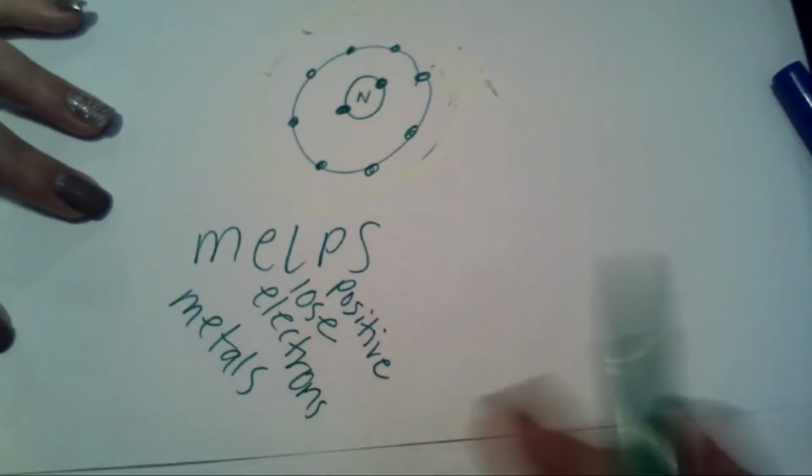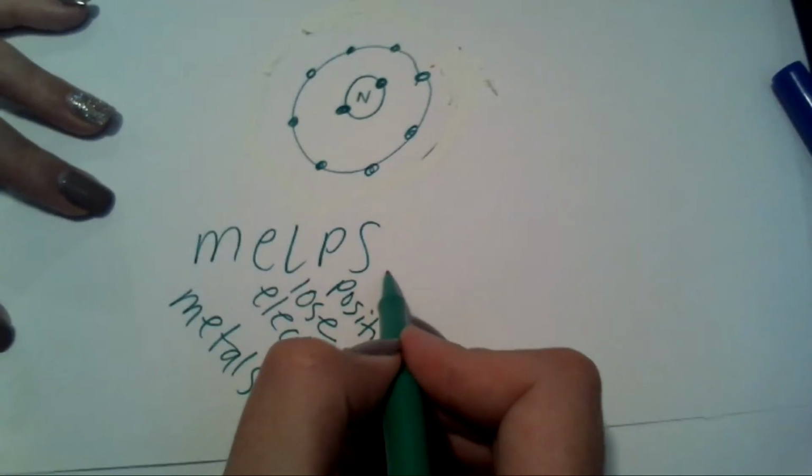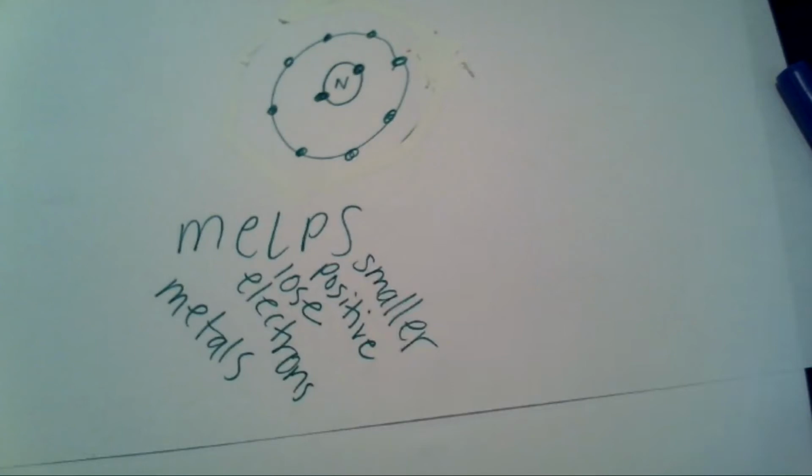When you kick negative people out of your life, it becomes more positive, and it literally becomes smaller because it's going to lose that valence shell. I've been using MELPs for years because no one has come up with a better acronym, silly way to explain it. MELPs helps. Sorry, that was really lame, but that's the best I got for you.